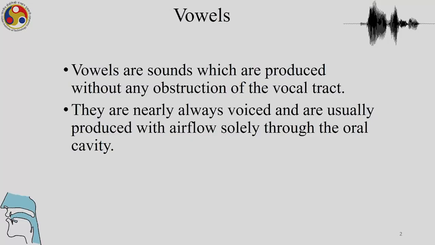We continue our discussion on production of sounds, that is articulation of sounds, and in this class we will see how vowels are produced. Vowels are produced without any obstruction inside the vocal tract. They are nearly always voiced and are usually produced with airflow solely through the oral cavity.